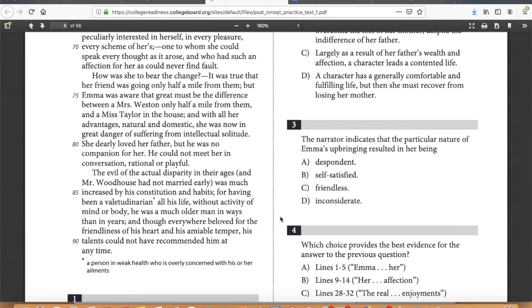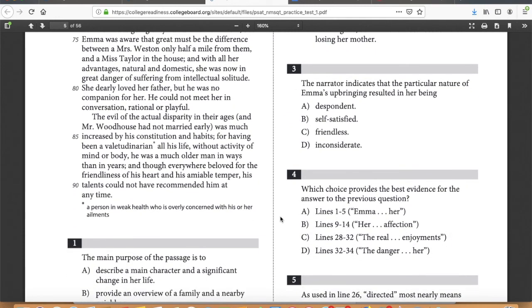Okay? Does that make sense? He's a much older man in ways than in years. It's not saying he's not old. He's old. He just acts even older. Okay. All right. Go and finish that off.